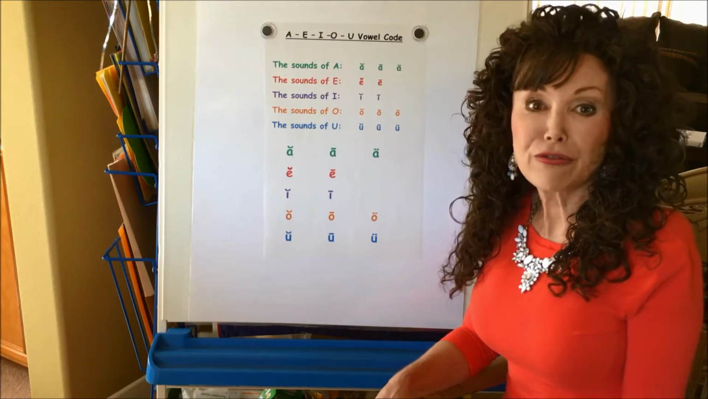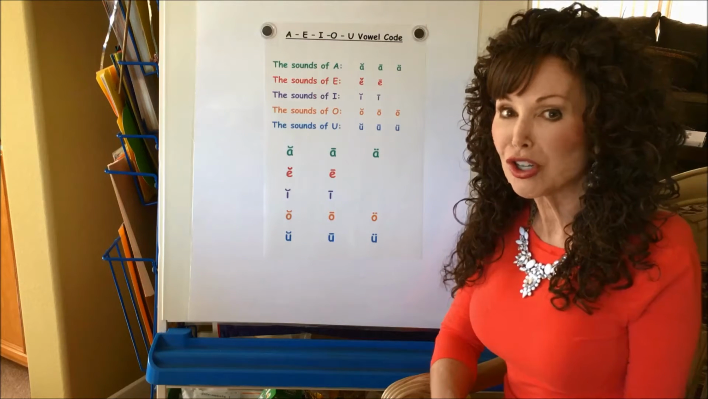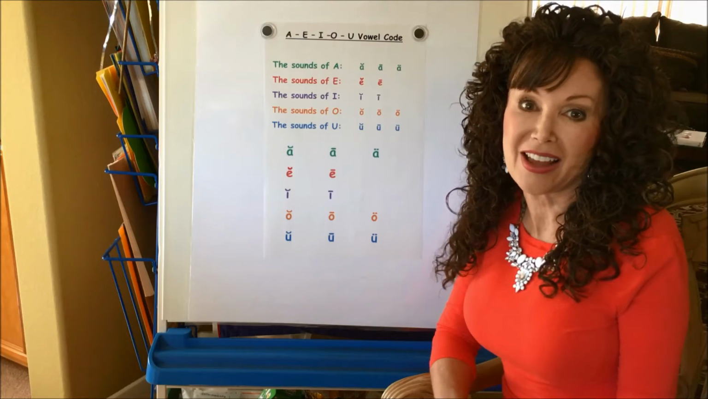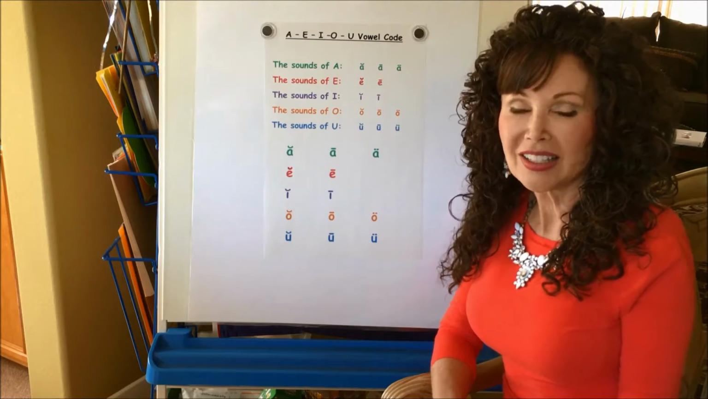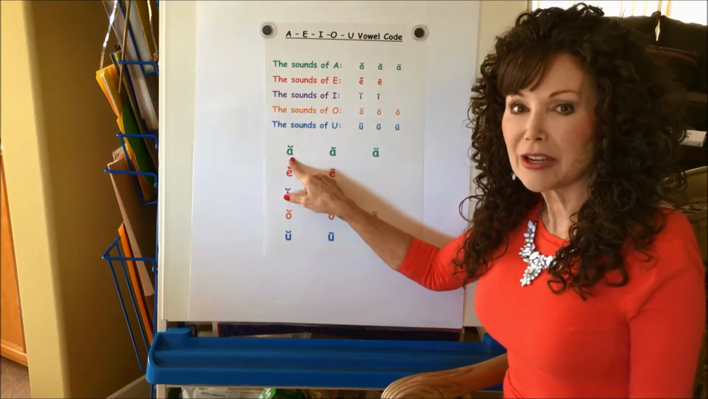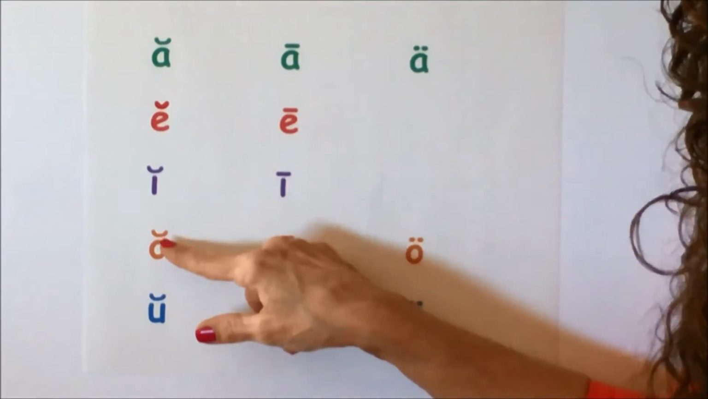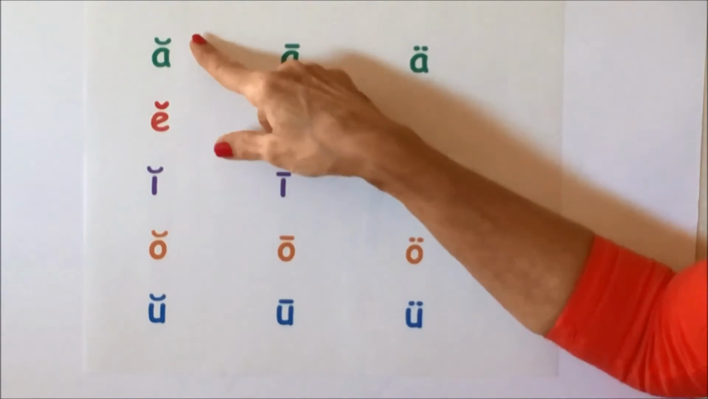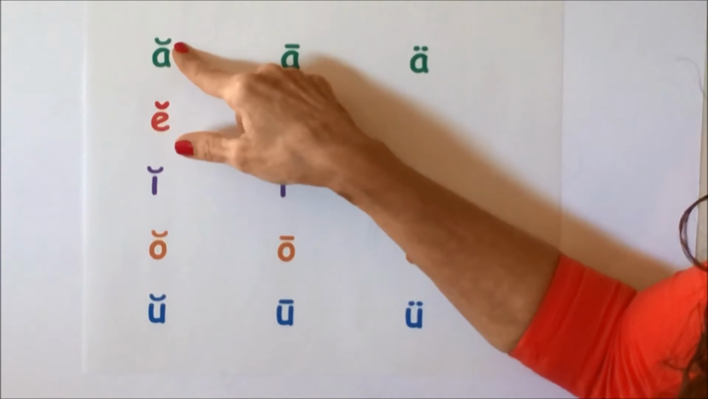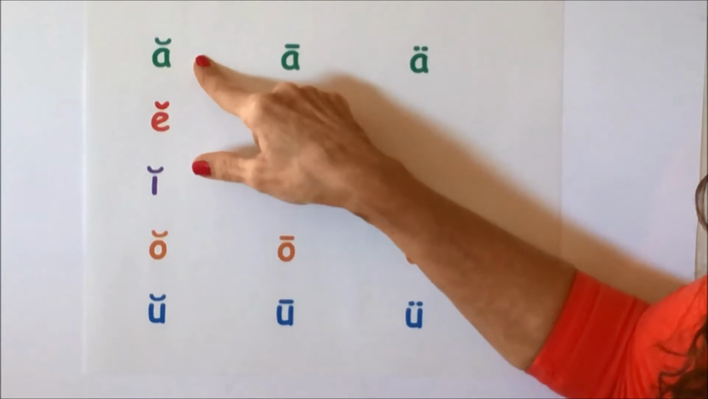Well, we've learned the first and second sounds for the vowels, the short and long sounds. Today we're going to add the third sound for some of the vowels. Let's take a look. Here, you notice I have the vowels A, E, I, O, U. In the first row, they all have a little smiley face at the top. That's the symbol for a short vowel sound.